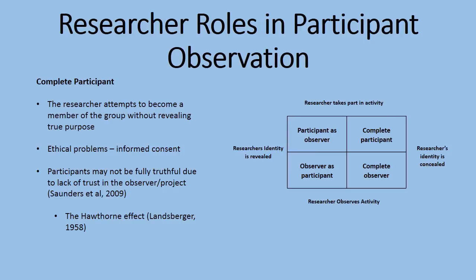Also, if a topic that is being researched is controversial or may directly affect the participants, they may not be completely truthful in their actions, as they are aware of being scrutinised. This is known as the Hawthorne effect.